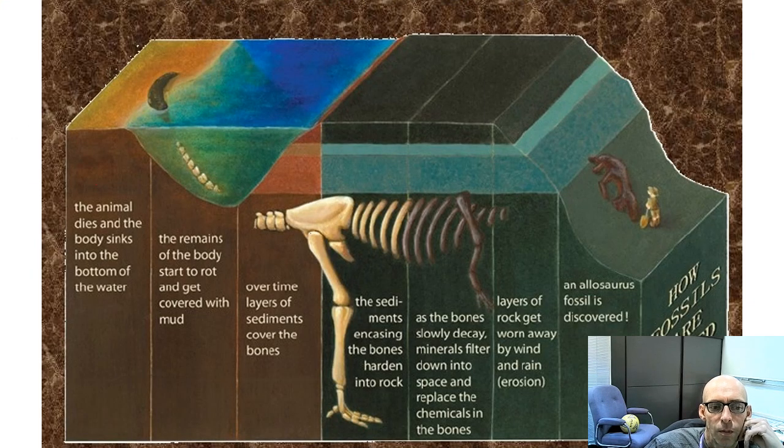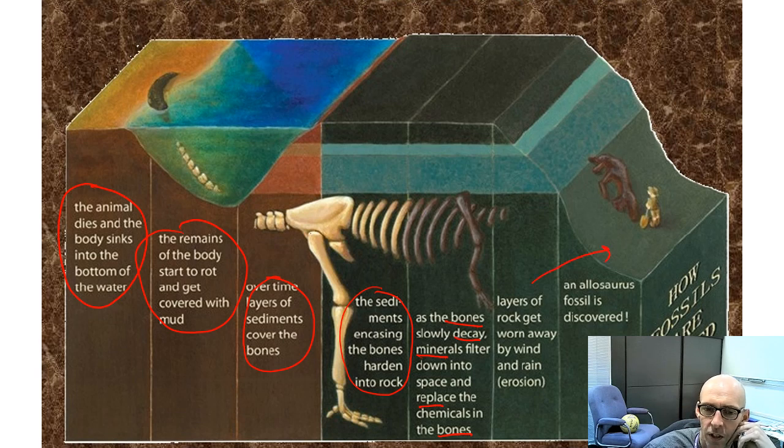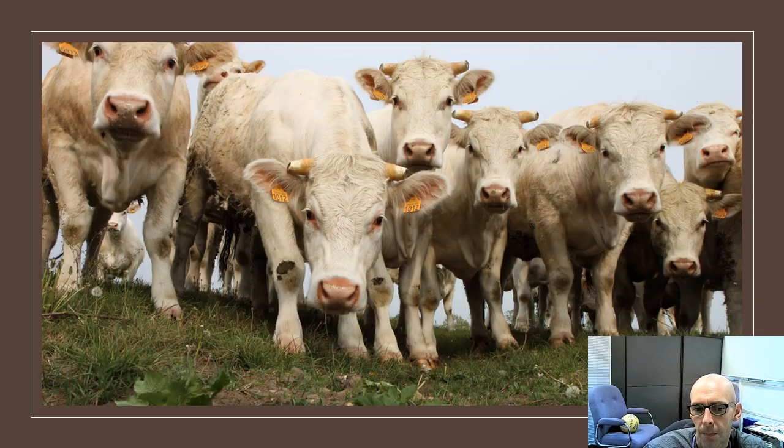So, the animal dies and the body sinks to the bottom of water, starts to rot, gets covered with mud, covered in sediments. The sediments harden into rock. As the bones decay, minerals replace the bones, and therefore we end up with fossilized creatures coming to the surface and fossilized bones of dinosaurs from hundreds of millions of years.